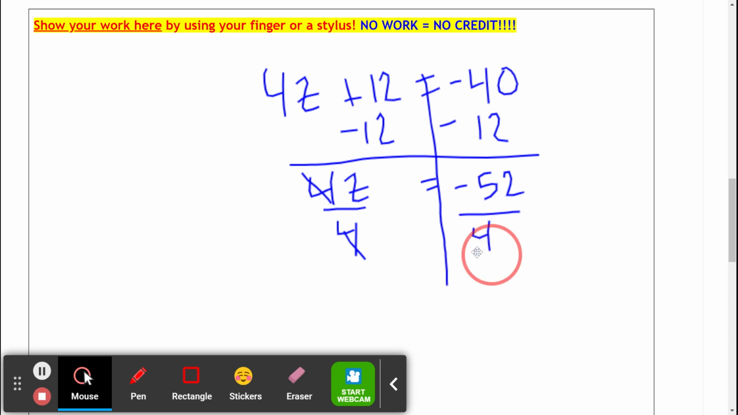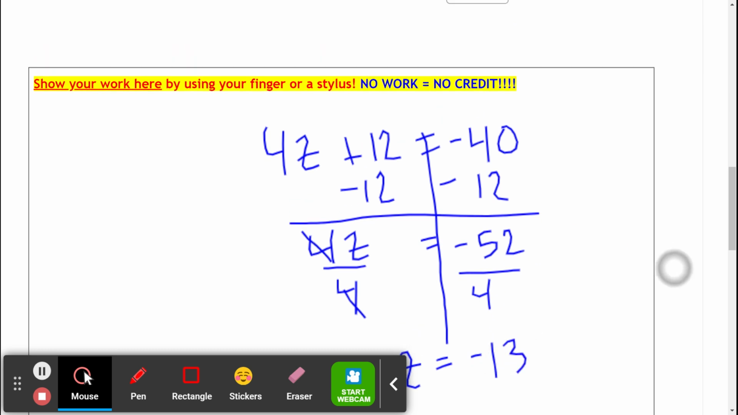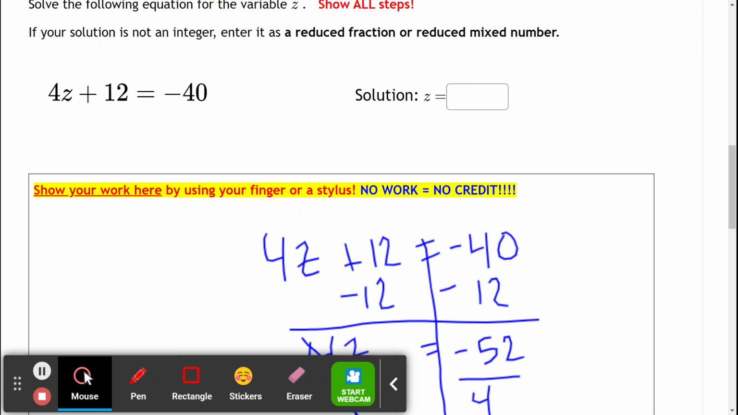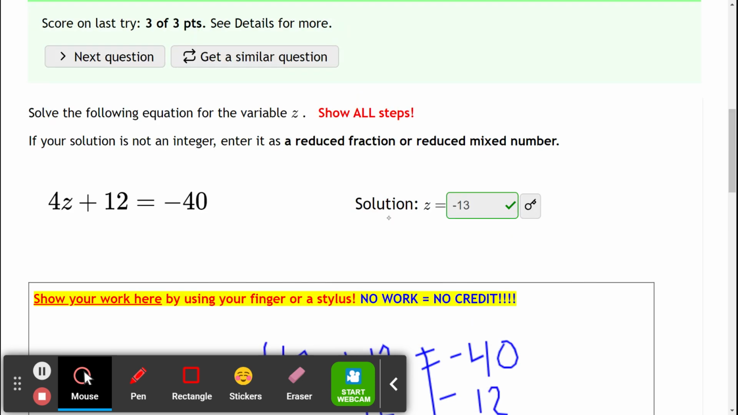So I divide by 4 here. And so z is equal to, well, negative divided by positive is negative. And 52 divided by 4, that goes in 13 times. Let's find out. So then this would be negative 13. Great.